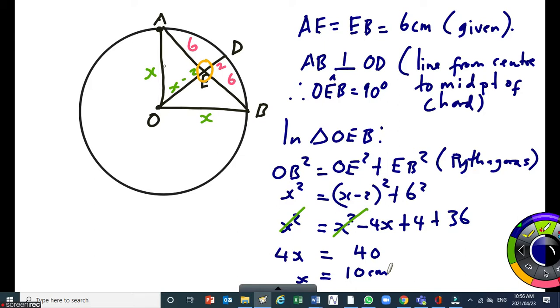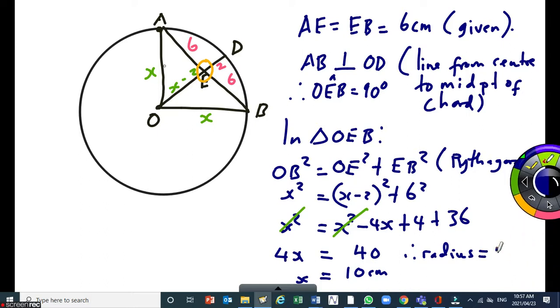Okay, so you can say therefore the radius is 10 centimeters. Radius is equal to 10 centimeters. Okay, then I'm done.